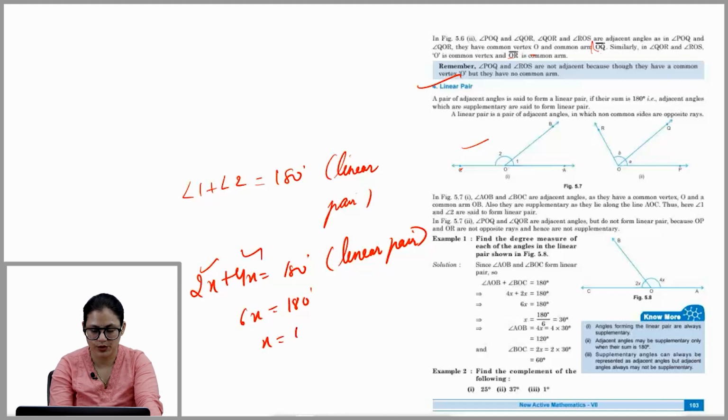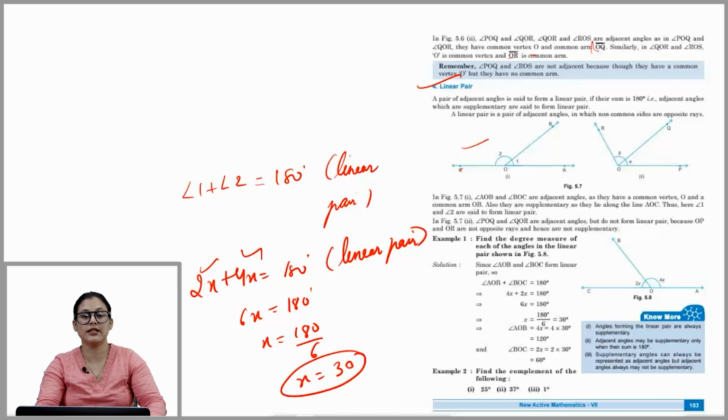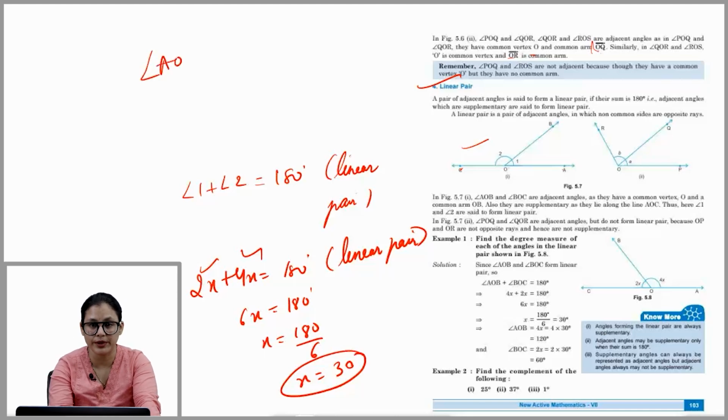Now, what will we do? We will transpose this 6 to the right hand side, so we will divide here. So, x is equal to 30 degrees. Okay, so 30 is the value of x only. We have to find out the angles. Angle AOB is equal to 4x. That means 4 into 30 is equal to 120 degrees.